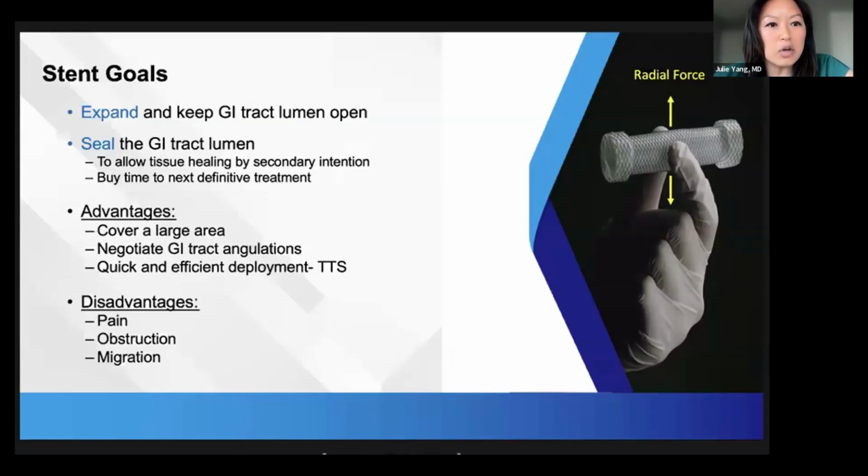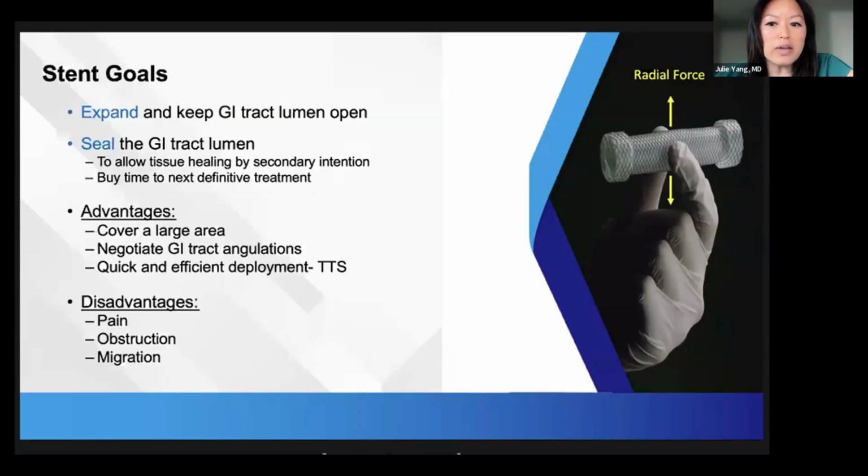So going back to stents and their goals, what are we trying to do? Two things. One, the stent is supposed to expand and keep the GI tract lumen open, and that's particularly talking about the radial force. A second function of the stent is to seal the GI tract lumen, so that it allows for tissue healing by secondary intention, or so that you can buy time to the next definitive treatment. Those are the two things to think about in your mind as to why you would want to pick a stent in a particular clinical scenario.